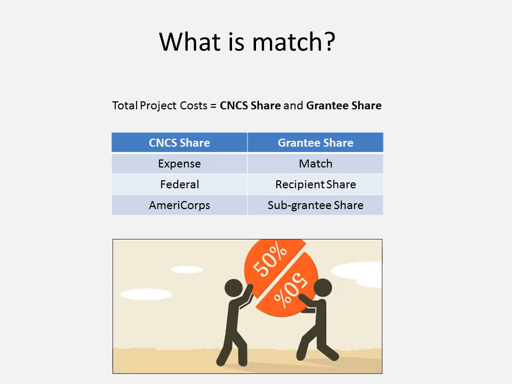Your program cost included in your approved AmeriCorps budget is made up of CNCS share and grantee share. When we say CNCS share, it's the portion of the budget or the program cost paid for with CNCS funds. On the other hand, grantee share is the portion of the budget that's not paid for with CNCS funds. We refer to grantee share as match, recipient share, or sub-grantee share. So you will hear us using either of these words referring to match.